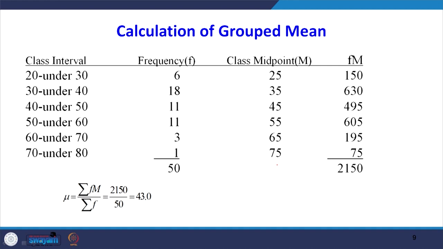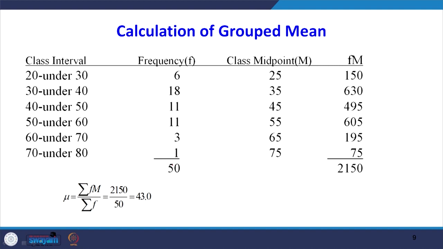Next, you have to multiply the frequency and the class midpoint. So, 6 into 25 is 150, 18 into 35 is 630, 11 into 45 is 495 and so on. The formula says it is sigma of fm divided by sigma f. In the last column, the summed value is 2150, divided by 50. Sigma f is the sum of the frequencies.